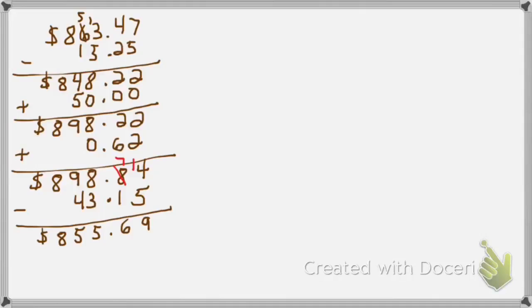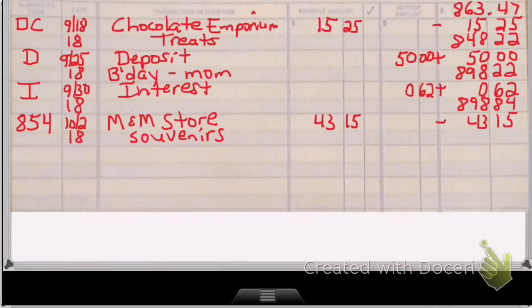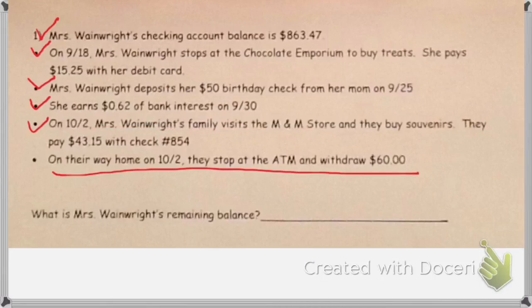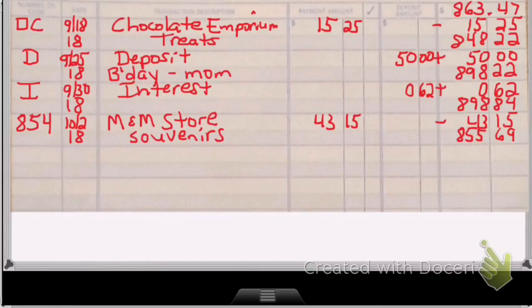Bring down my dollar sign, so my new balance is $855.69. And very important that I remember to transfer that into the gray section so I know what my new balance is, $855.69. I finished with this one, so I'll check it off. And my last thing says, on their way home on 10/2, they stop at the ATM and withdraw $60. What am I doing? I'm withdrawing money from the ATM.